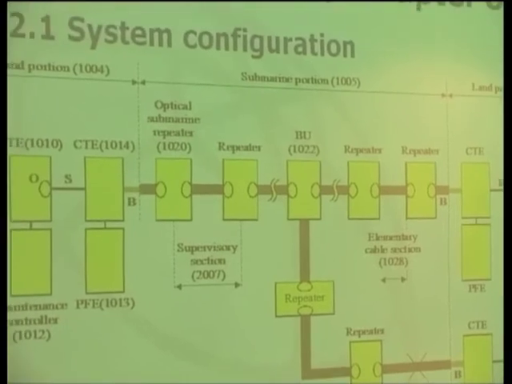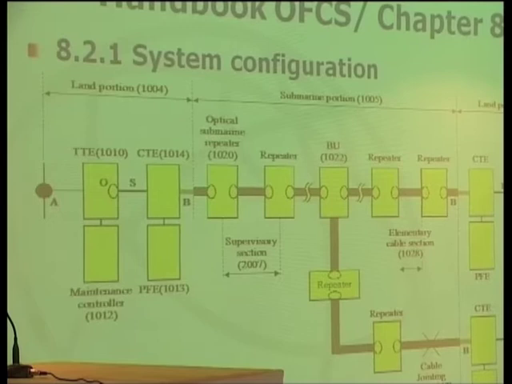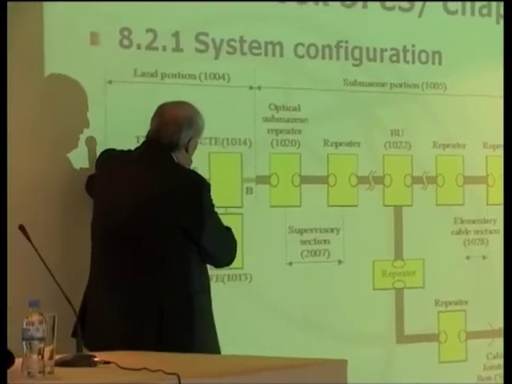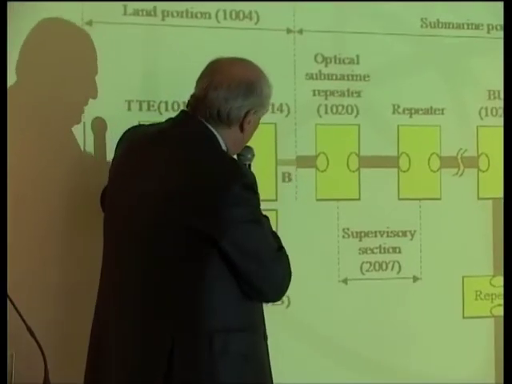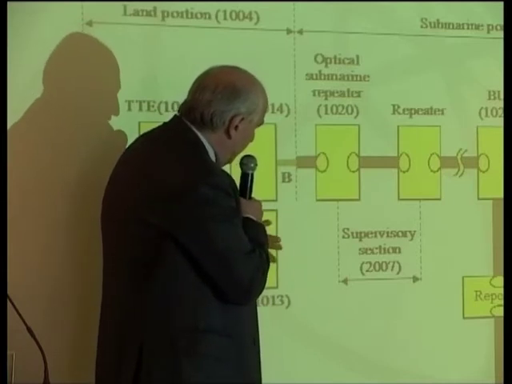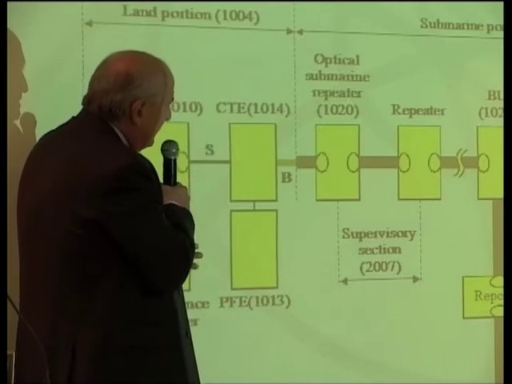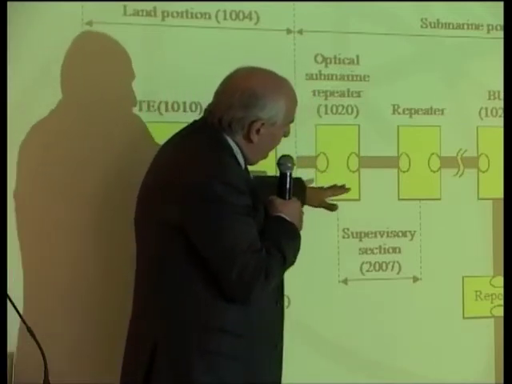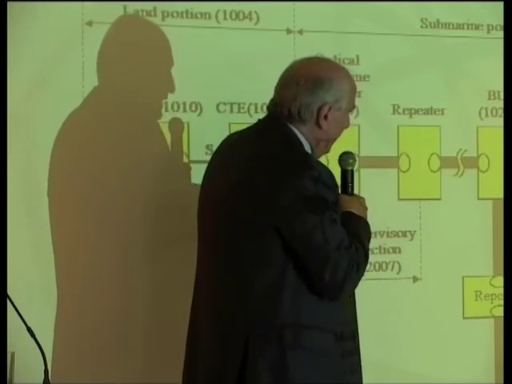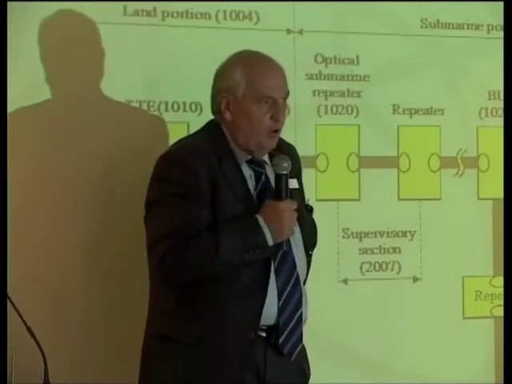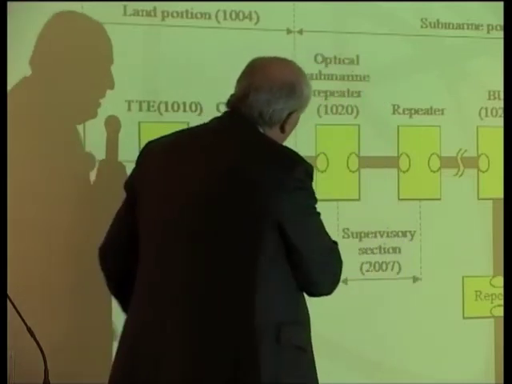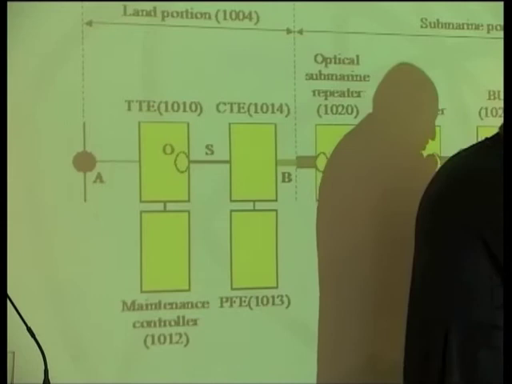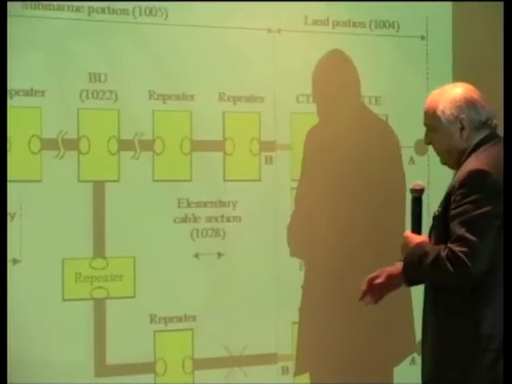This is the general schematic of the system. We have the land section, this one: terminal equipment, interface between the cable and the fibers out of the terminal equipment, power feeding equipment, and maintenance controller. This maintenance controller is the supervision system which, going into the cable, has a map of the cable and can understand if any fault is going to happen in a short while. We have some repeaters in line, a branching unit which is going to another terminal station through other repeaters.